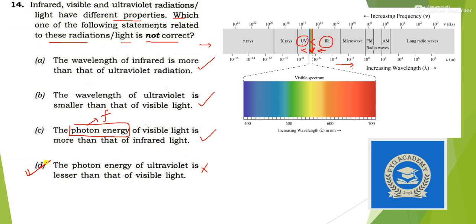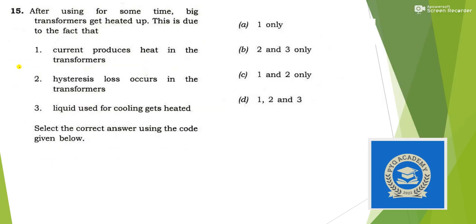Okay. Next question. After using for some time, big transformers get heated up. This is due to the fact... We know that transformers are used for stepping up or stepping down the voltage, and in that process there is some loss of energy, actually loss of current, which produces heat. So the current produces heat in transformers. Yes, this is true, and this loss is known as hysteresis loss. So this is also true.